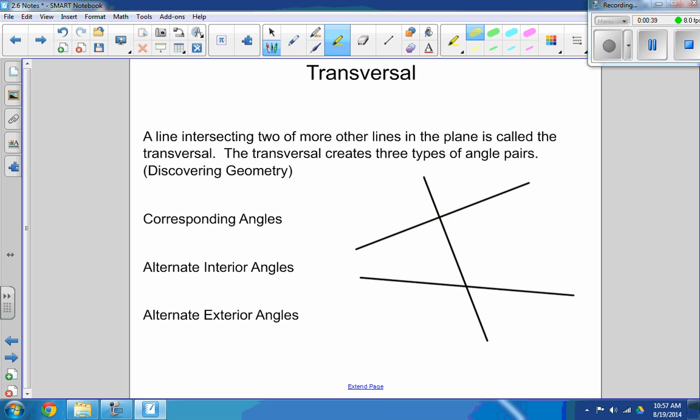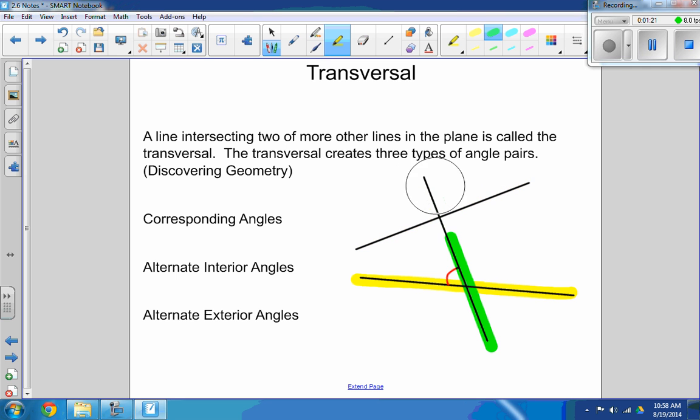So corresponding angles would be like those two angles. You have one angle that is on the outside. What do I mean by outside? It's not between the two lines. One angle that's on the inside is between the two lines, and both the angles are on the same side of the transversal. Notice they're on the same side, and both angles are touching one of the yellow lines. So that is a corresponding angle.